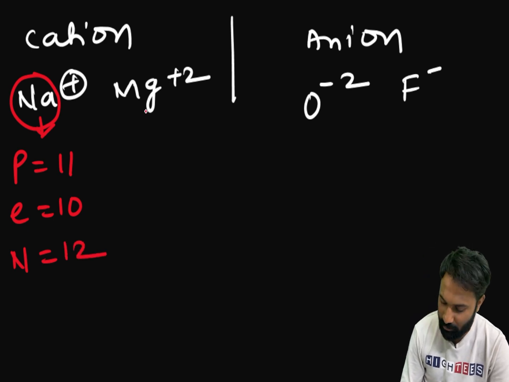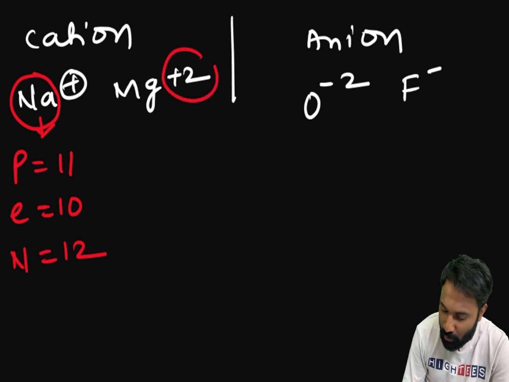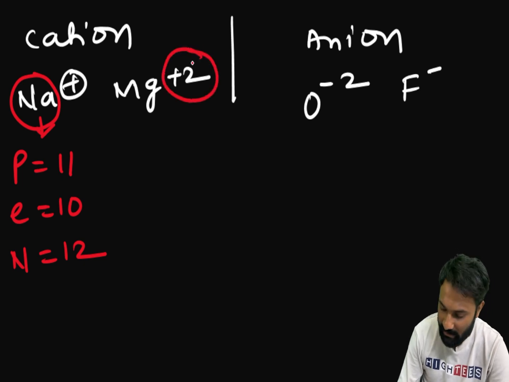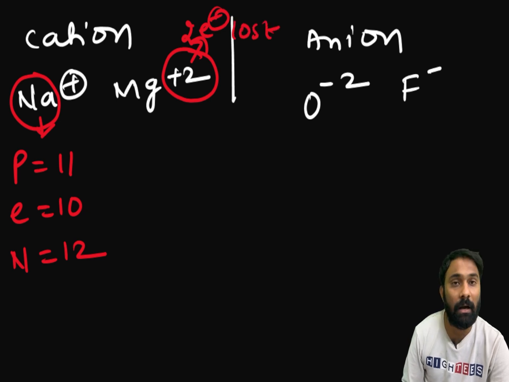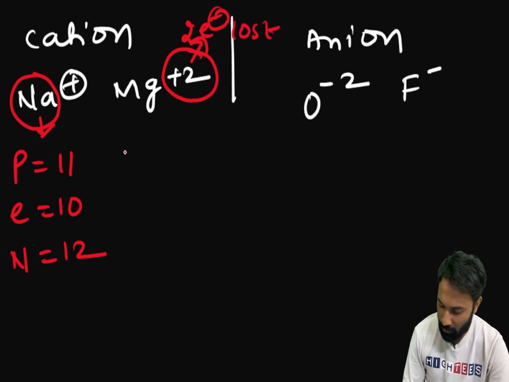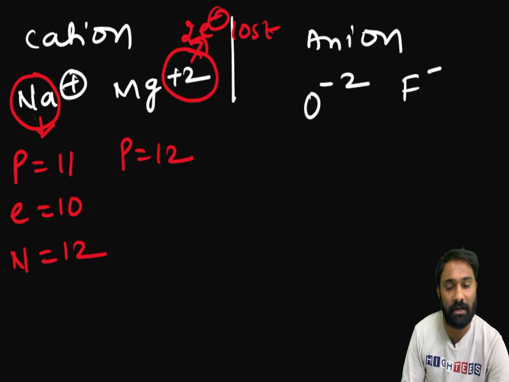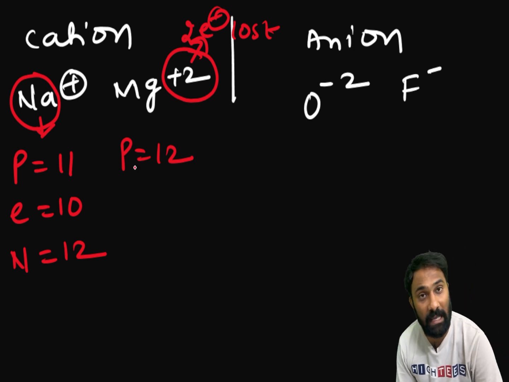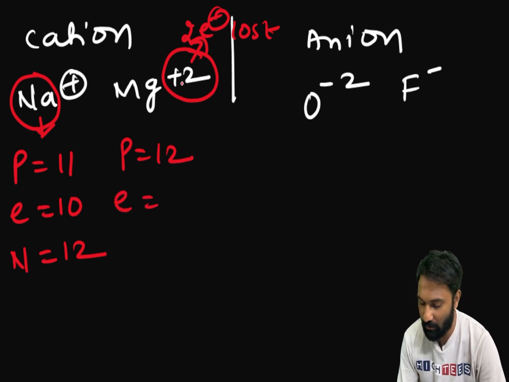Done. Coming to Mg plus 2. What does this plus 2 indicate here? This plus 2 indicates that 2 electrons have been lost from the magnesium. Now protons will be 12, since the magnesium atomic number is 12. And for electrons, from the 12 we have removed 2, right?